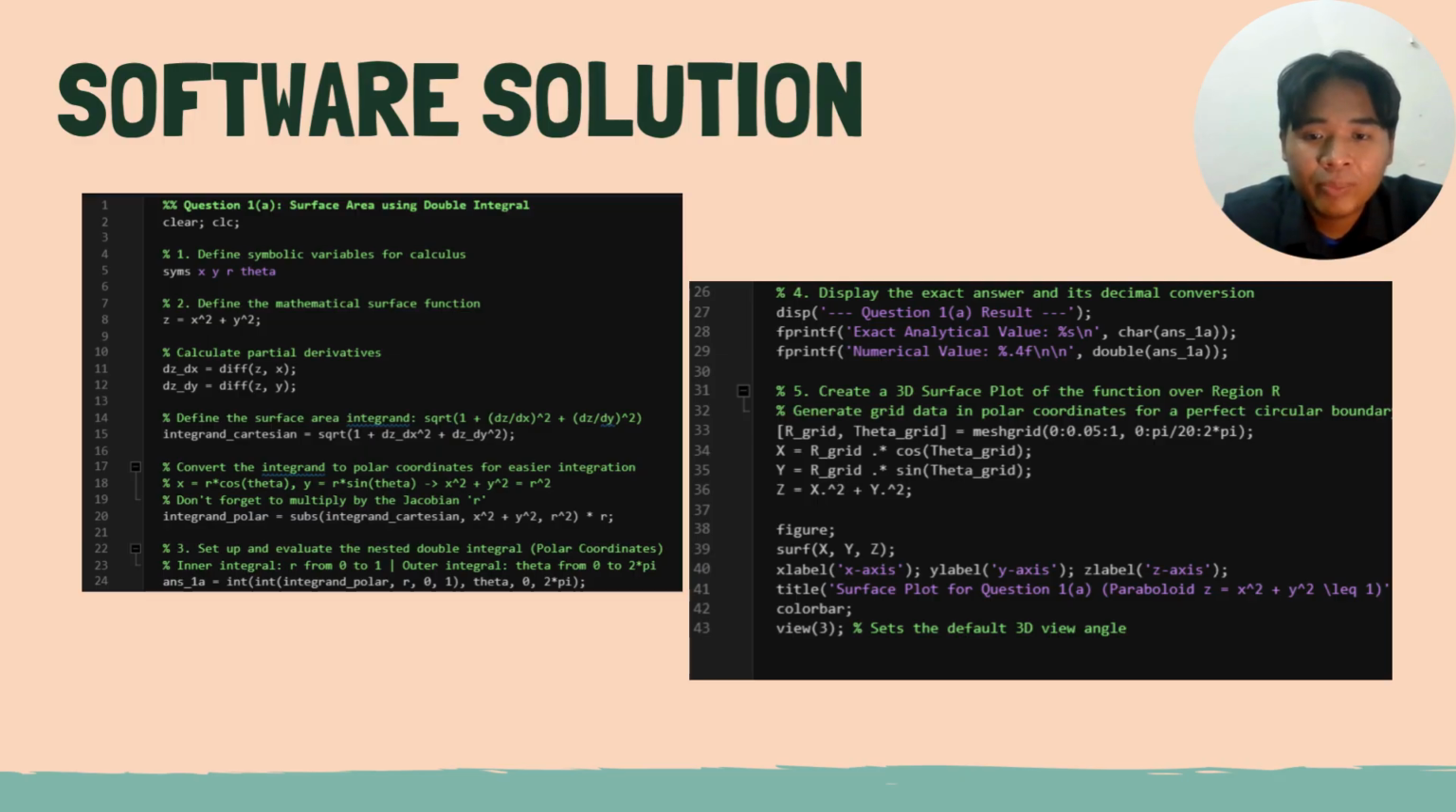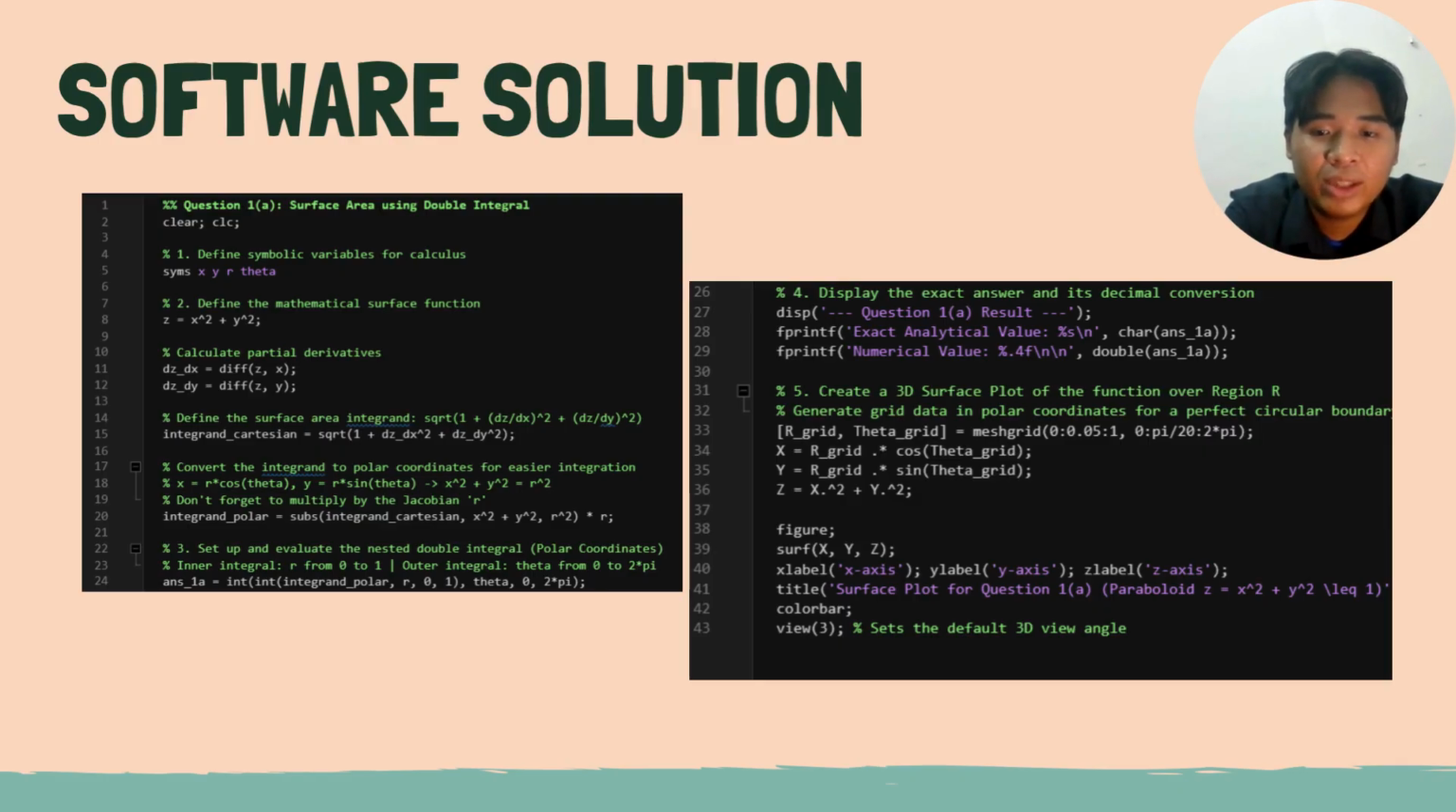So in line 8, this line defines the surface equation. The paraboloid is represented by z equals x squared plus y squared. This equation will later be used to find the surface area. In lines 11 to 12, the diff function calculates derivatives. For differentiating z with respect to x, we differentiate the function with respect to x. As a result, dz over dx is equal to 2x. For dz over dy, we get 2y. These derivatives are required in the surface area formula.